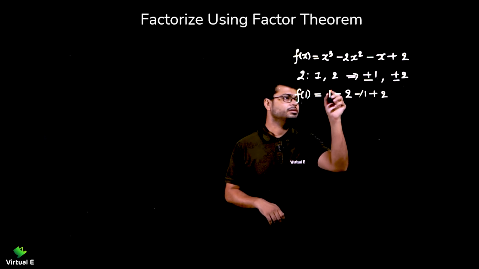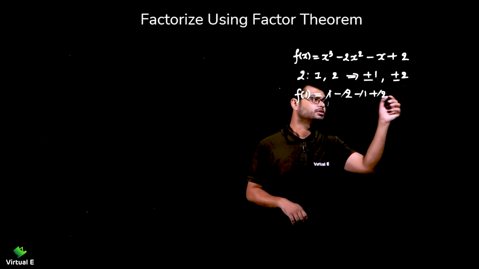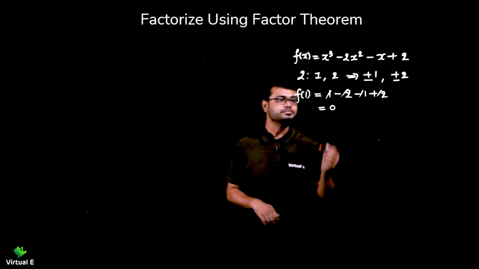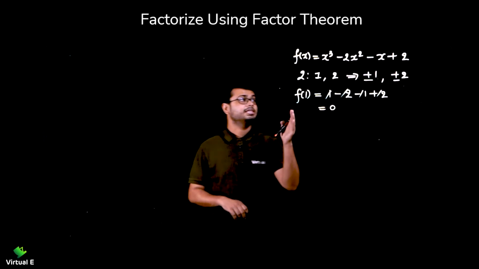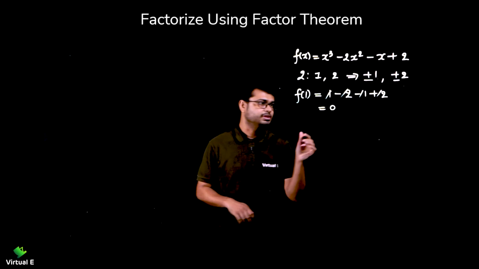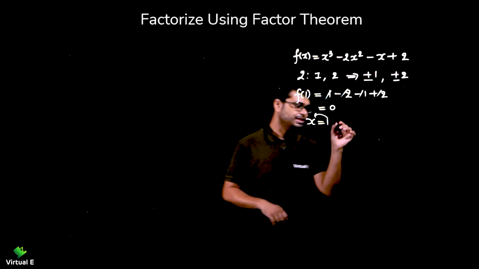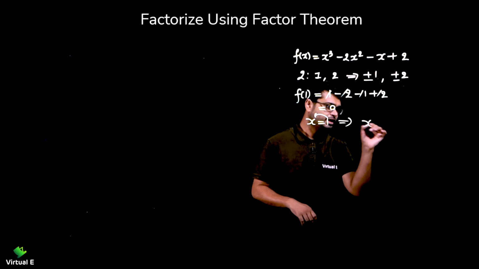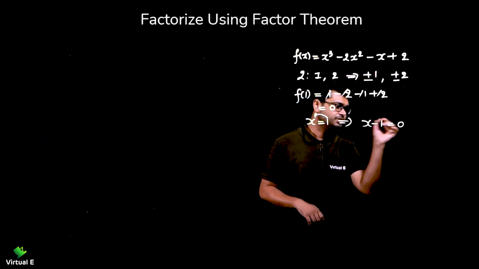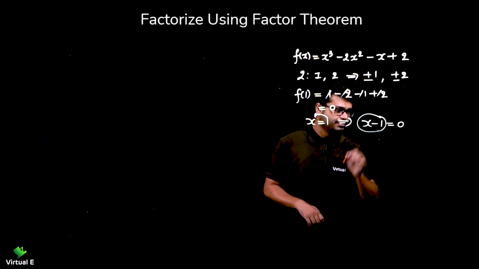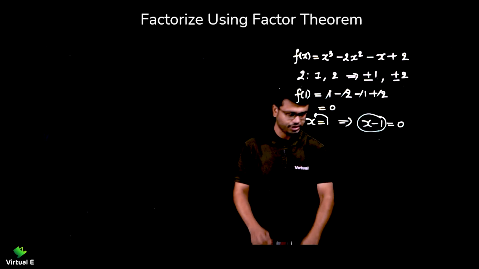Okay, minus 1 plus 1 minus 2 plus 2. So we get 0. So 1 is the 0 of this polynomial. So x is equal to 1 we have taken. So if we shift over that side, that will become x minus 1 is equal to 0. So this is the factor of the polynomial.